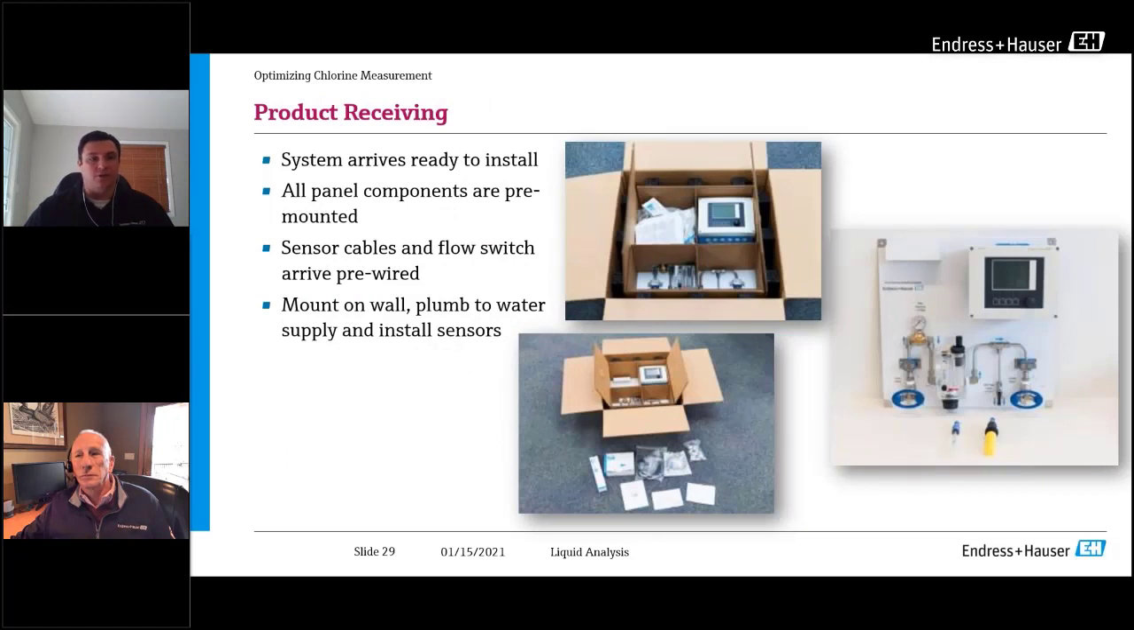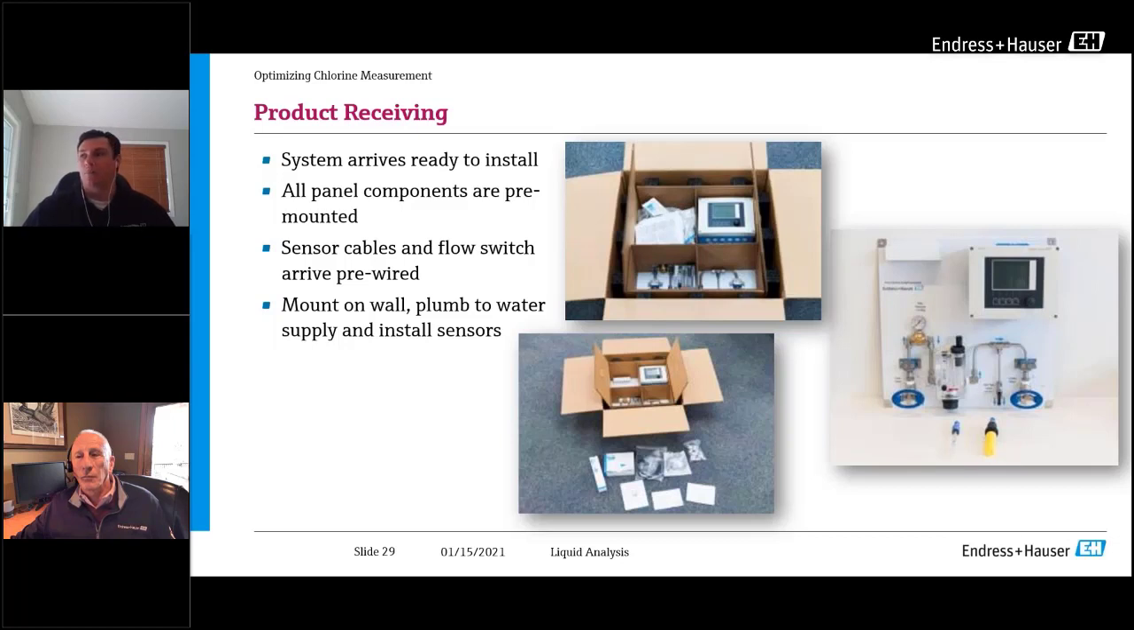And again, speaking of turnkey, this is how the system will arrive to you. It's already pre-built, ready to go. The sensors are in the box. They're just not plugged into the transmitter and wired in because of shipping. We don't want them to get knocked around or messed up. And these sensors you have to keep wetted. So if we were to put them in that flow block, they could go dry, and we don't want that to happen.